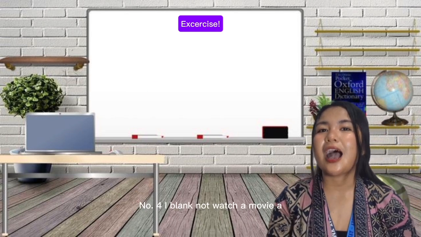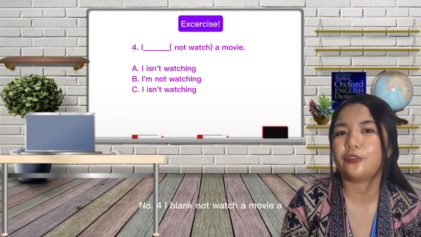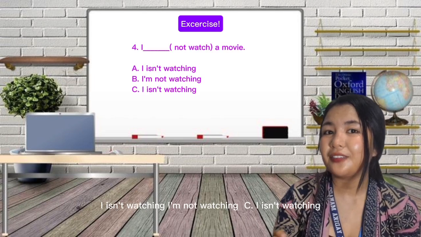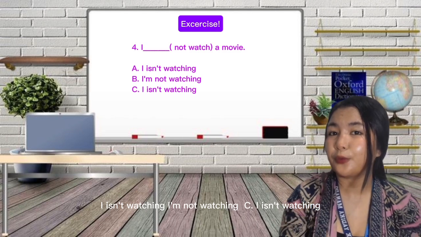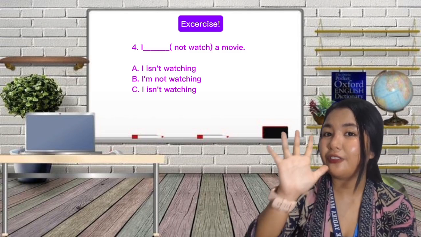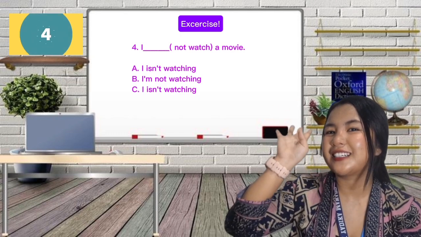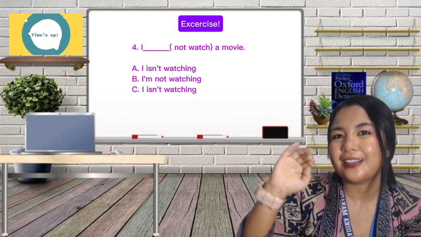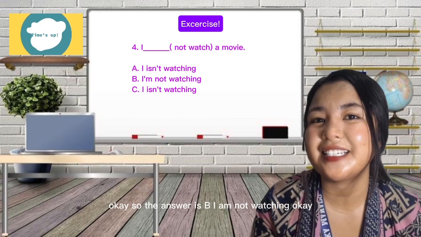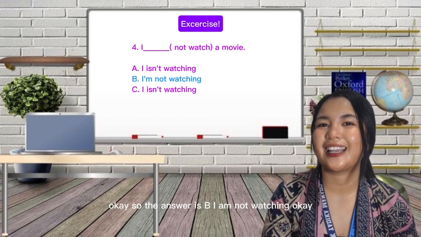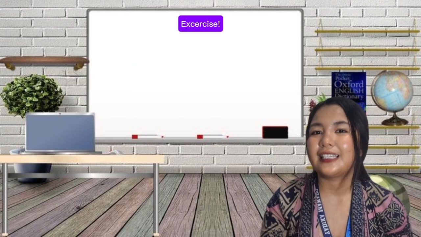Number 4. I blank not watch a movie. A. I isn't watching. B. I'm not watching. C. I isn't watching. Okay, so the answer is B. I am not watching. Okay, the last number.